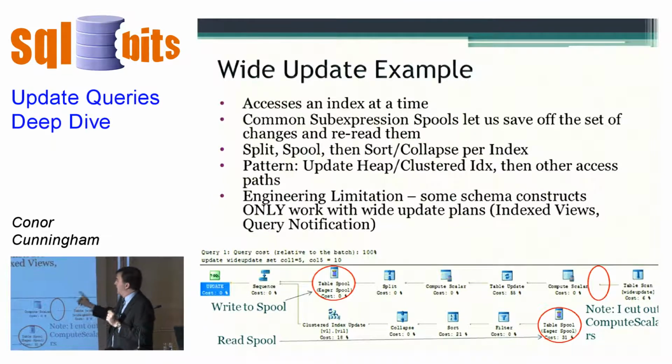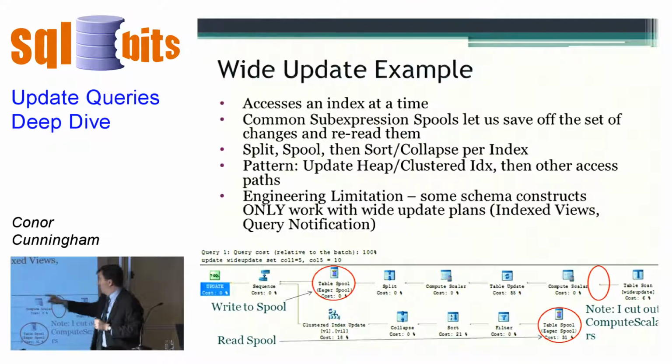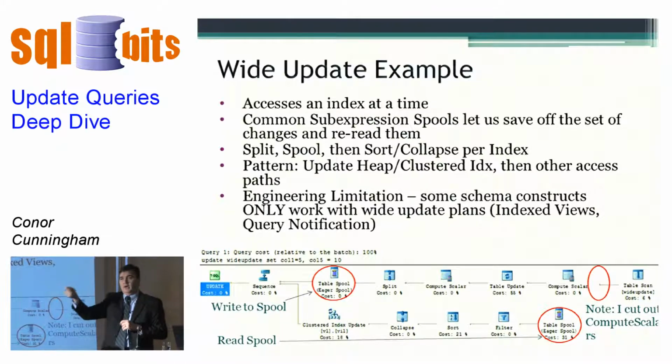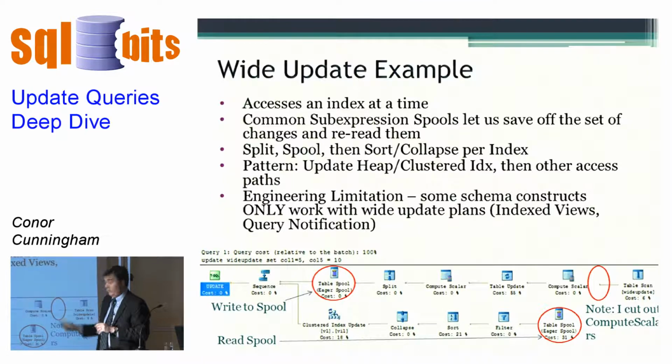Right? And so the key operators you should see here are the spool in both places. So we're writing to the spool over there, reading from the spool here. We have a sequence operator up at the top. And that sequence operator says, give me all things from this child, and when you're done, then go back to this next child. So all it's doing is ordering the operations. So we want to update the clustered index first, and then update the index view. The other thing that you'll see is split sort collapse, which is how we basically get things into the order of the index. And I'll have a more detailed example of that in a few slides.